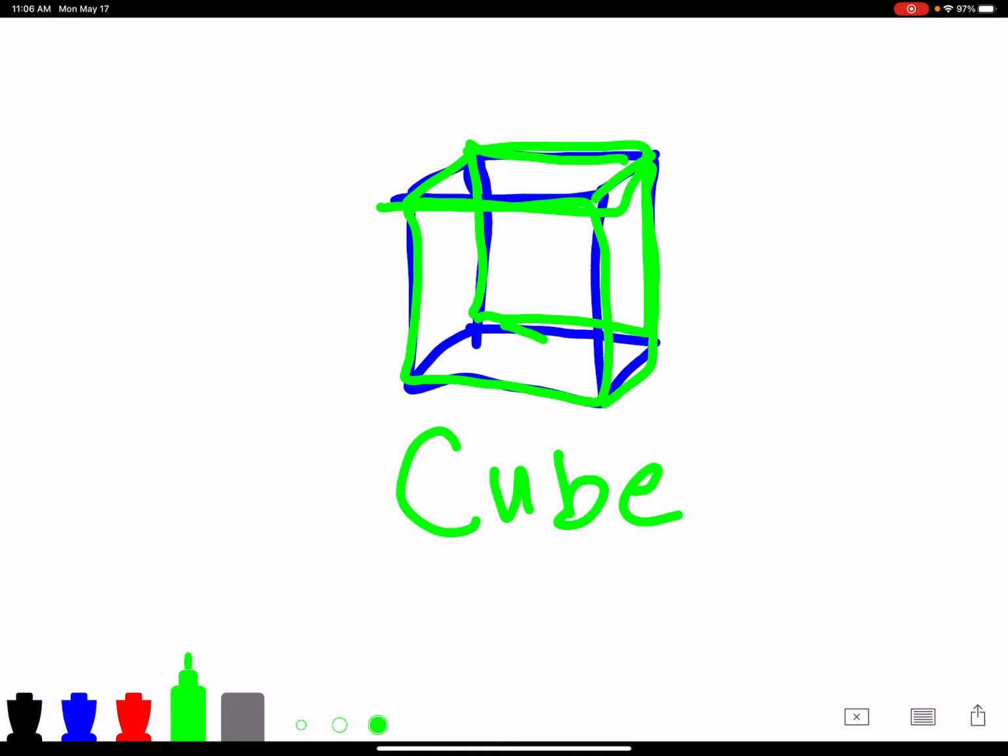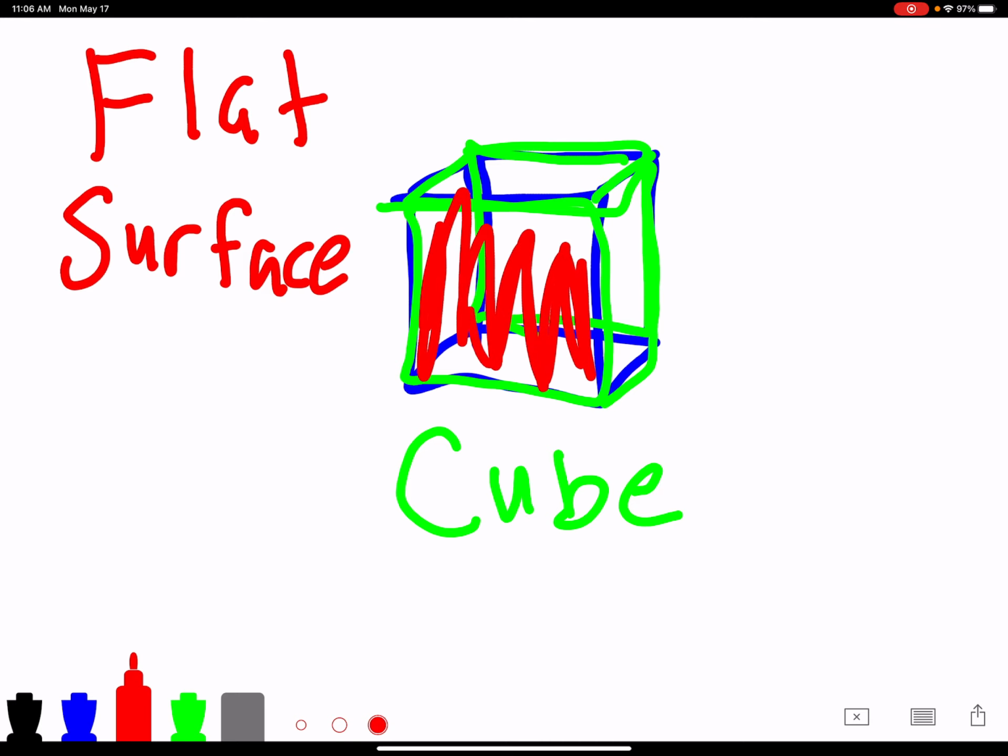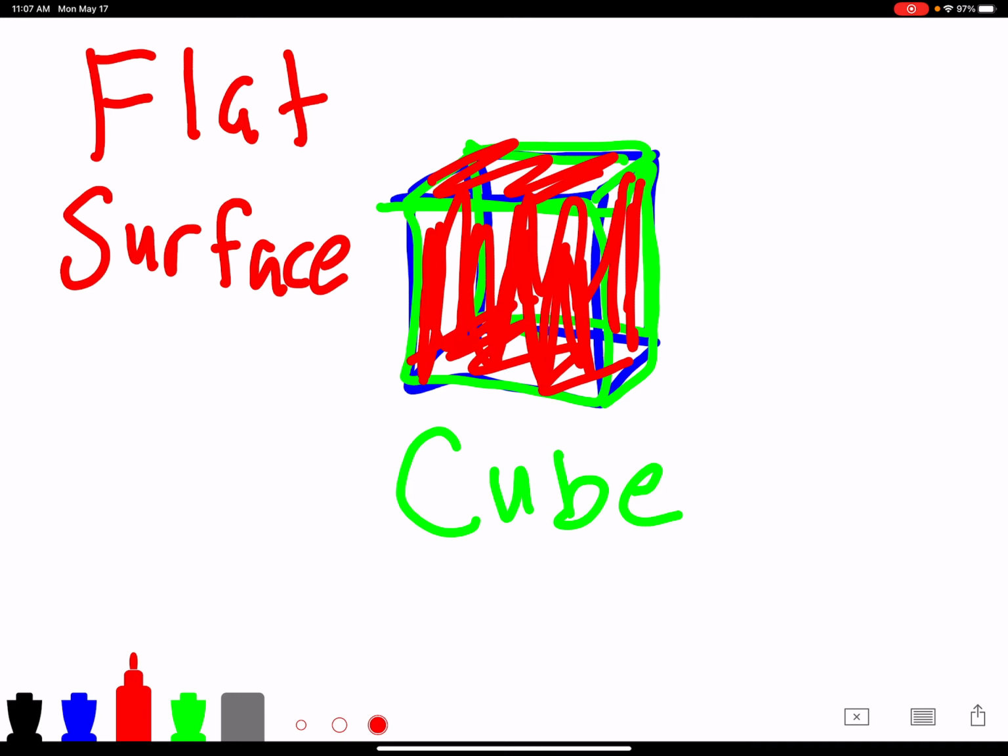But let's talk about the term flat surface. So right in here, this face is a flat surface because it's not curved. It's very smooth. It's very straight. So right here on a cube, all of these are going to be flat surfaces because they're not curved whatsoever. So if you have a smooth surface, that's going to be considered a flat surface.